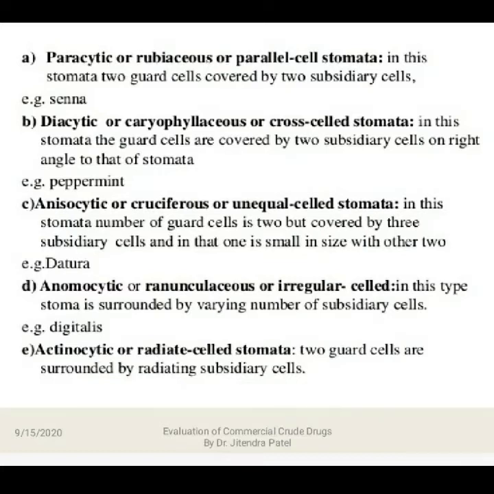In the case of peppermint, how much is it? 2 subsidiary. Here 3 subsidiary cells. In that, one is small in size compared with the other 2. In the case of Datura, Datura is having anisocytic type of stomata. That is also important. Anomocytic or ranunculaceous or irregular-celled stomata. This type of stomata is surrounded by a varying number of subsidiary cells. For example, digitalis. So digitalis is having anomocytic type, right?